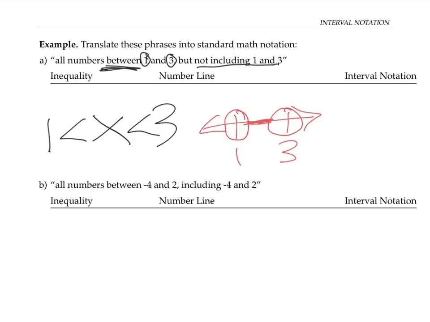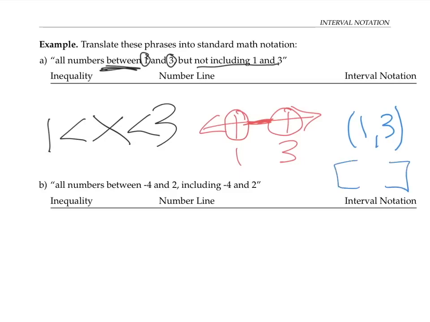The last step of this problem is writing this inequality in interval notation. Writing things in interval notation is kind of like writing an ordered pair. Here we would put 1, and then here we would put 3. Next, we need to put brackets around these numbers. For this problem, it is not including 1 and 3, which means we will use soft brackets. However, if it were including 1 and 3, we would use hard brackets.